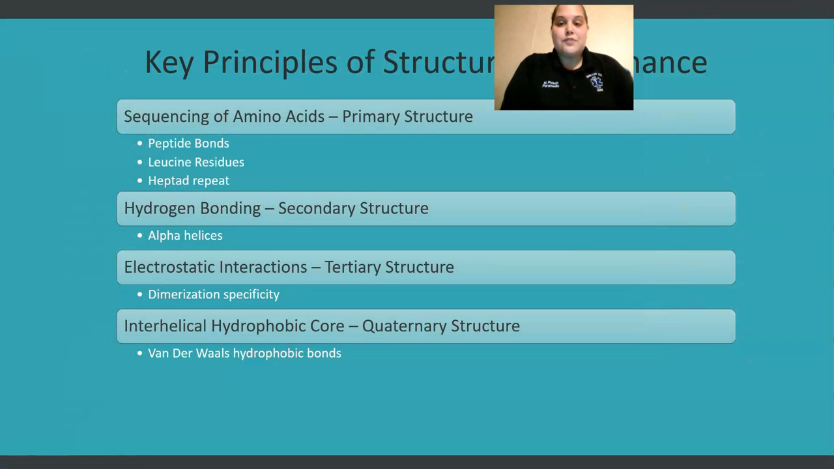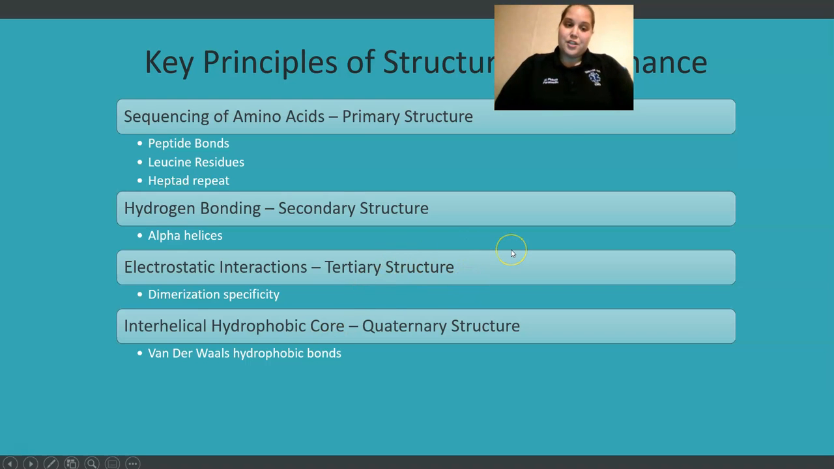So the key principles of structure maintenance, starting from amino acids, the primary structure, are the peptide bonds, the leucine residues, and the heptad repeat. Those all play crucial roles in making sure that the alpha helices stay together. Secondly, with secondary structure, hydrogen bonding is extremely important because it's what creates the alpha helices to begin with. Without having strong alpha helices, you won't have a structure that is able to even be bonded together. Two peptides bonding together won't happen if you don't have strong peptides to make that work.